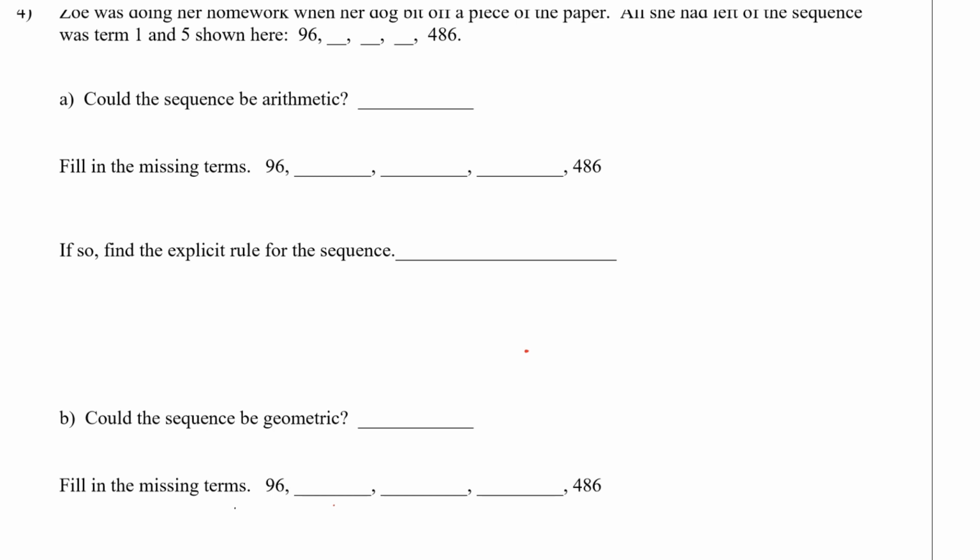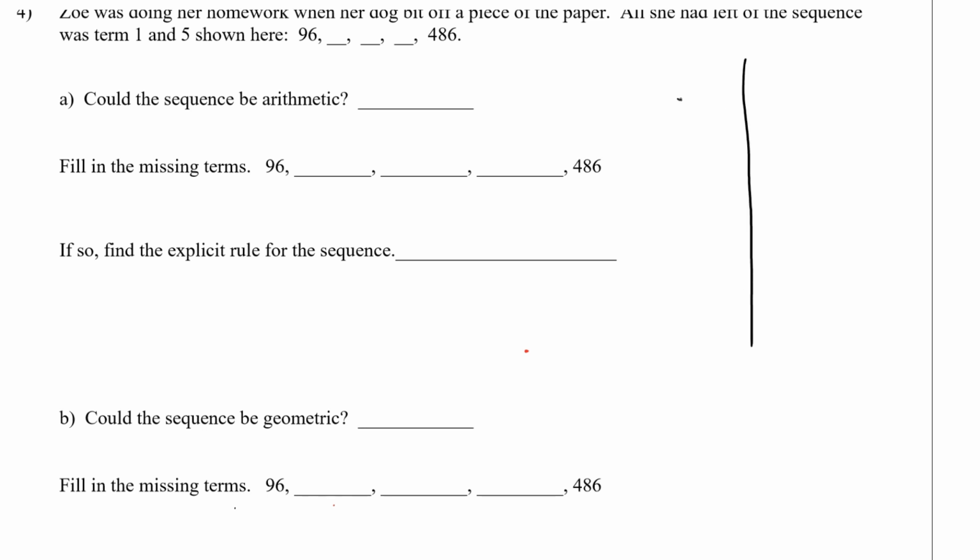Okay, question 4 has 2 parts, parts A and B. Zoe was doing her homework when her dog bit off a piece of the paper, and all she had left of her sequence was the first and 5th terms shown here. So we know the first term is 96 and the 5th term is 486. The first question there is, could the sequence be arithmetic?